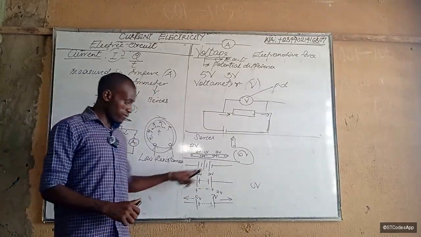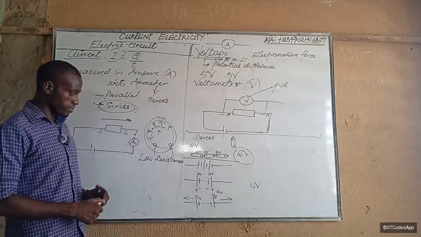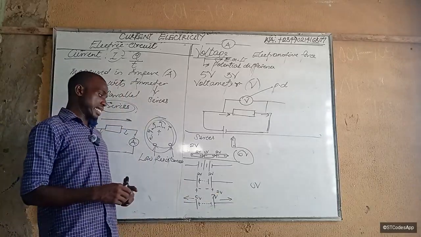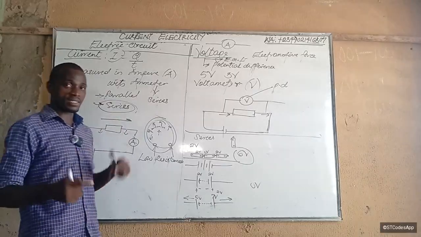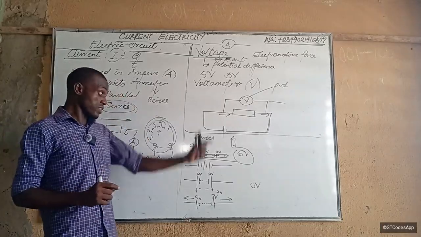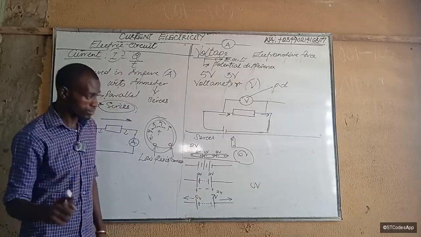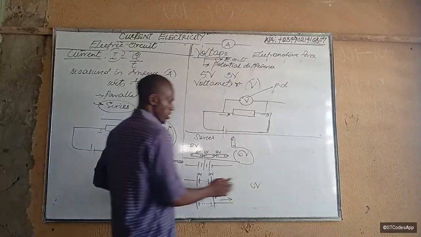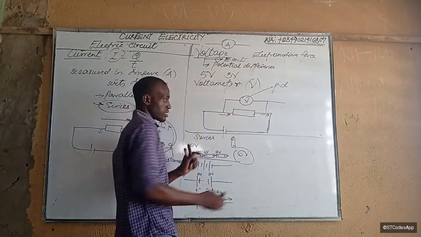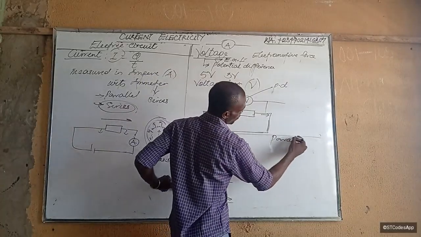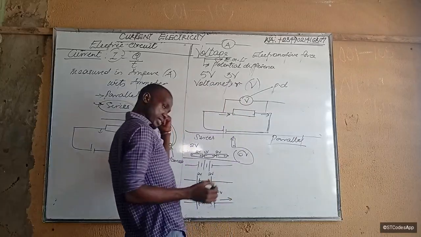Exactly. It's going to flow like this. All right. Now, keep in mind that when you connect cells of equal voltage, what if you were to connect them in series? What if you now want to connect in parallel? What's the implication? Here's the implication.